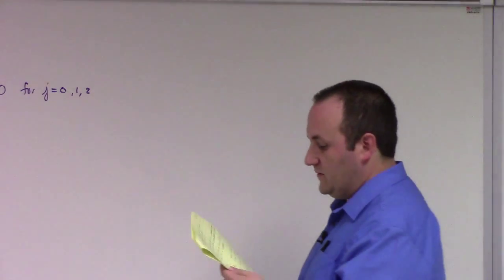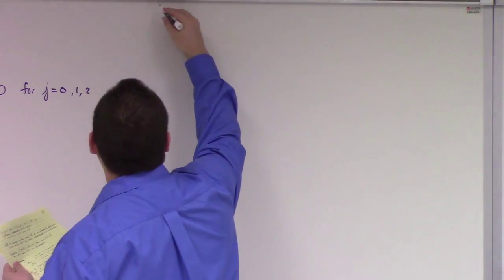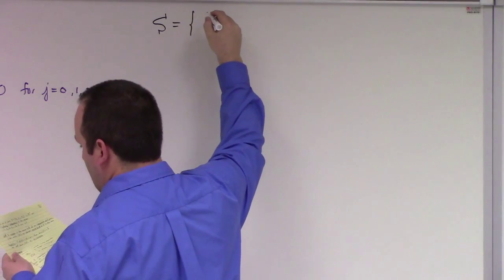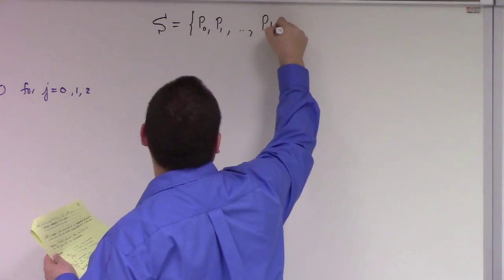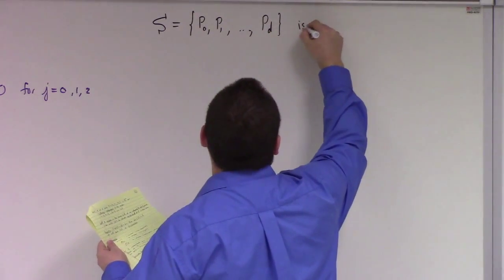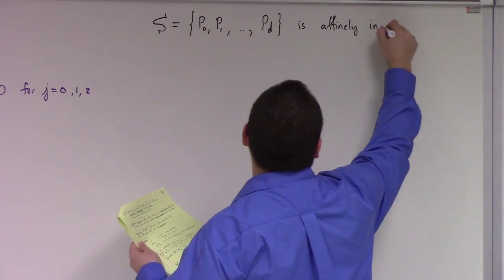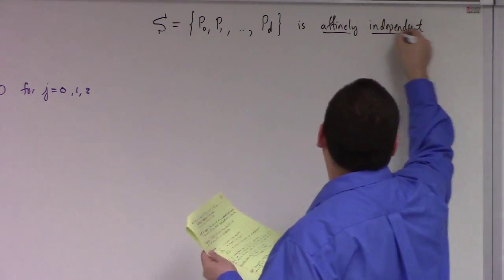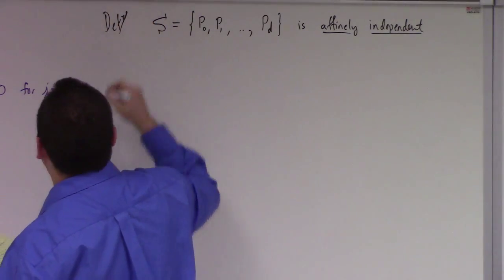All right, so a set of points. If we say S is a set of points, it's a finite set of points in Rn. So like P0, P1, PD, right? This is a finite set of points. This is affinely independent. What does that mean? Sorry, a lot of definitions today.